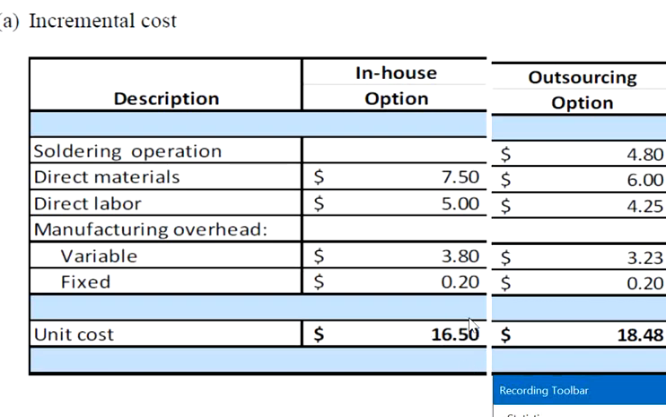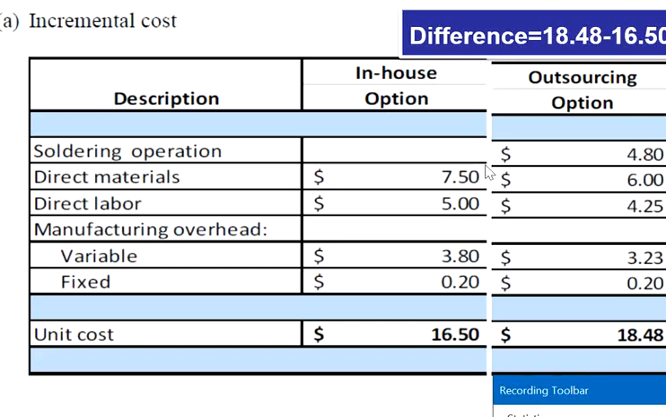So what do you think? Should we go in-house, meaning we do this soldering operation on our own, and this is the cost? Or if we do the soldering operation from outside, then including this, our cost will be 18.48. So should we accept this offer or not, based on these numbers only? If you outsource, it will cost us 18.48, which is high. So we should reject their offer, right?